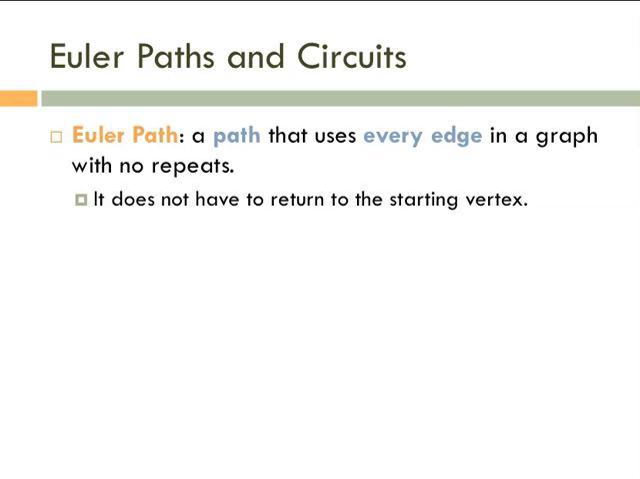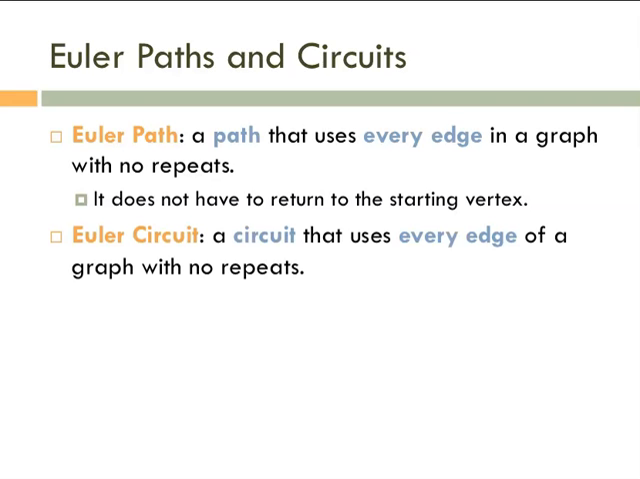Now, it does not have to return to the starting vertex as long as you use every edge in the graph. An Euler circuit, on the other hand, so we talked about circuits being a path that goes back to where it started. Now, an Euler circuit is a circuit that uses every edge of a graph with no repeats. So this must start and end at the same vertex.